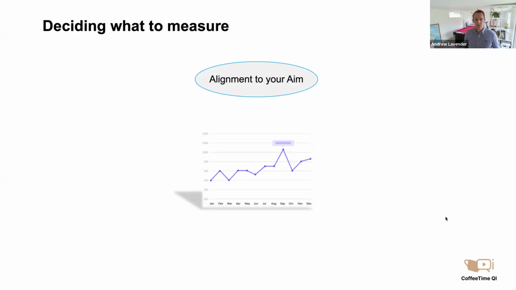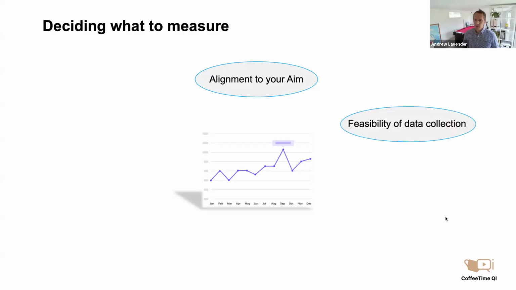So first thing to consider when you're deciding what to measure is the alignment to your aim. Obviously, you only really want to measure things that are important and are going to help. There's a temptation to measure lots of things. That's not always that useful, but you need to make sure what you do measure aligns to your aim. So if it's going to help you tell the story of whether your changes are leading to improvement, then it's probably going to be a good measure to use.